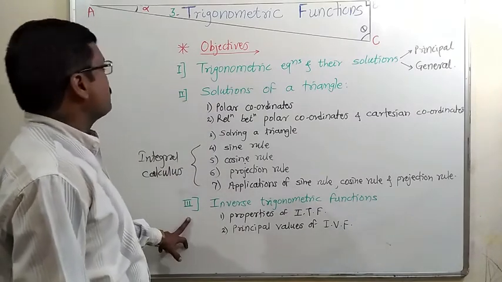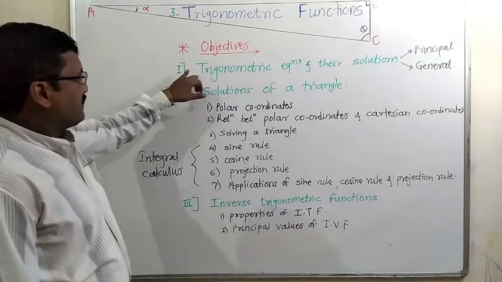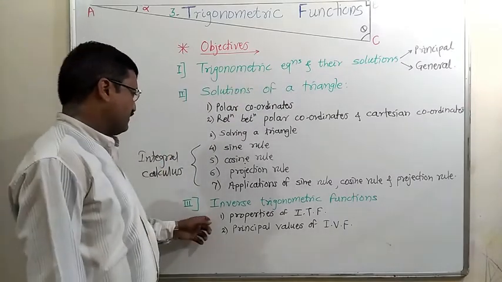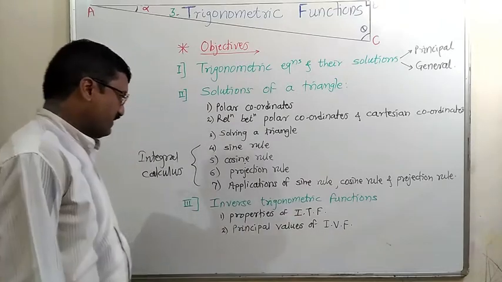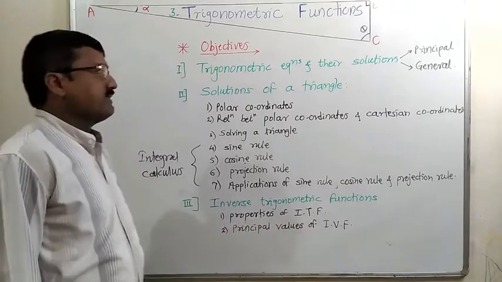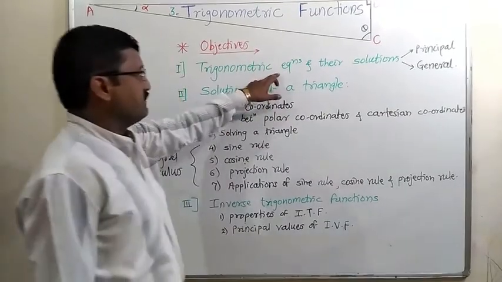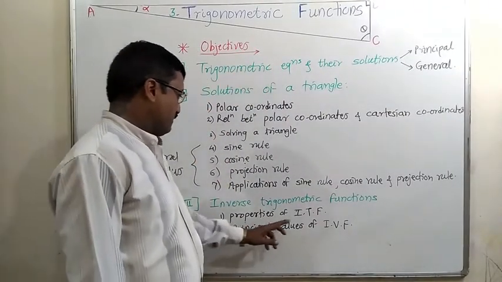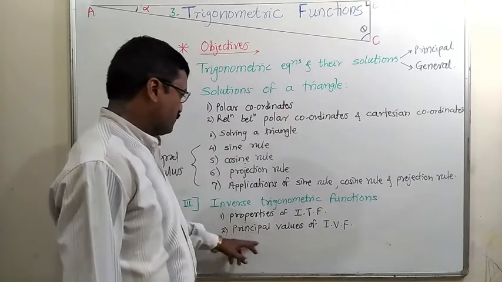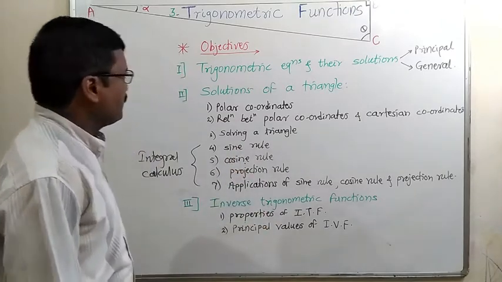Now the third part of this topic includes inverse trigonometric functions. In the first part we will study trigonometric equations, and in the last part we will study inverse trigonometric functions, their properties, and the principal values of inverse trigonometric functions. Here is the principal solution of a trigonometric equation, and here is the principal solution of an inverse trigonometric function. So there are 2 principal solutions.